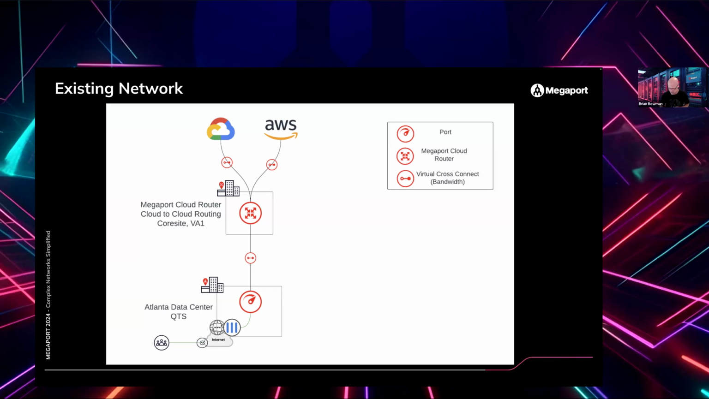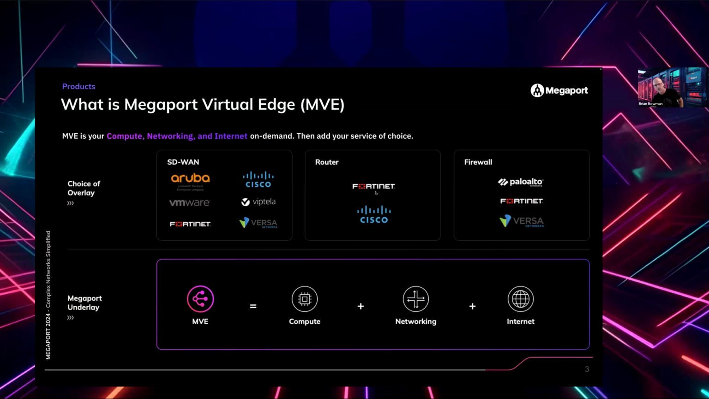Now, for this hypothetical customer, we're going to talk about what's called a virtual POP. I want to give you a real quick high-level look at what we call MVE, or Megaport Virtual Edge. This is the ability to turn up compute space around the globe and deploy a variety of OEM solutions. You can see some of the logos on this slide. Drop it on that compute space, leverage the Megaport compute, the Megaport private backbone, Megaport internet, and basically create these points of presence around the globe.